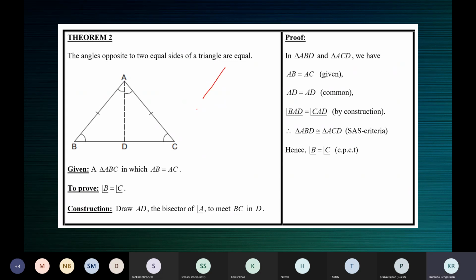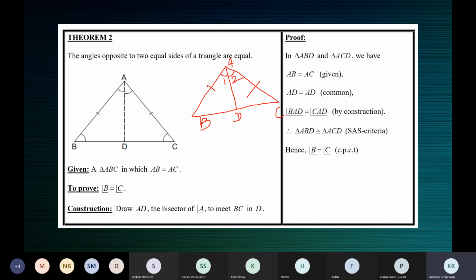So what is given? It's an isosceles triangle ABC with AB equal to AC. Construction: draw AD, the bisector of angle A. So if AD bisects angle A, that means angle 1 is equal to angle 2. Because if this angle is 80 degrees, it becomes 40-40. So angle 1 is equal to angle 2 because AD is the bisector.